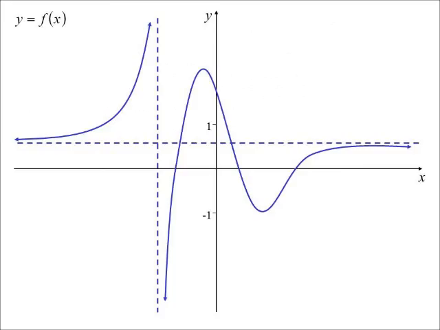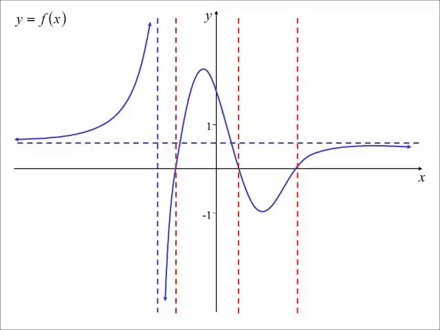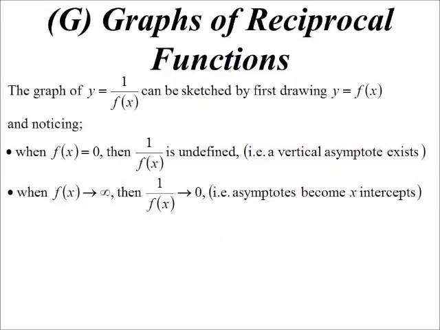So here's my random graph. And I've drawn my random graph, so I've tried to include every type of feature, horizontal asymptotes, vertical asymptotes, x-intercepts, and all those sorts of things. All those x-intercepts will become asymptotes. The reverse would logically be true, sort of.